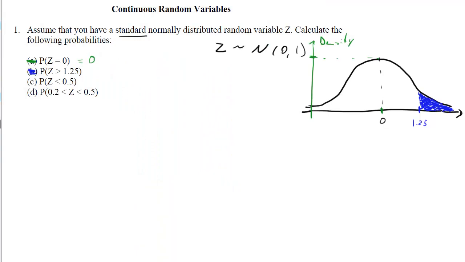Now 0.8944 is the size of the white area. Therefore, what's the size of this area? It's going to be 1 minus 0.8944, and therefore it's going to be equal to 0.1056. So therefore, this is the probability.